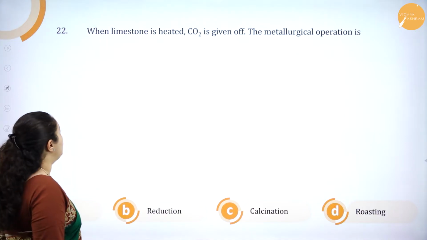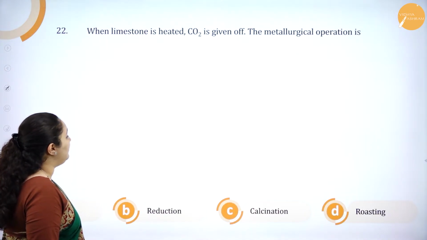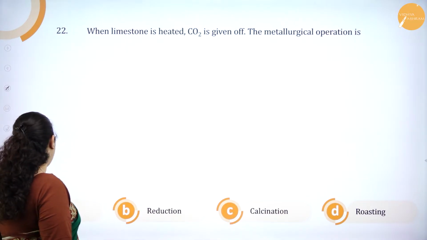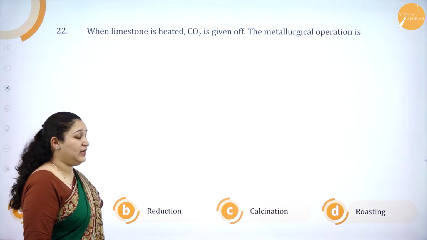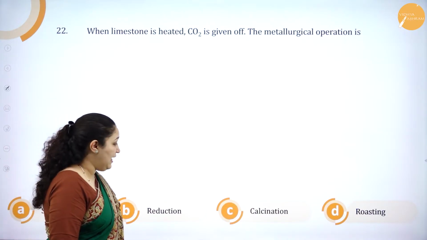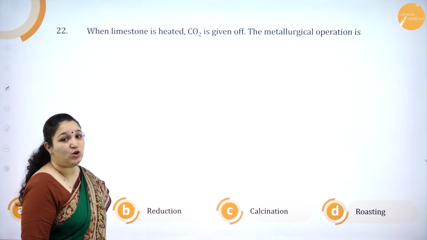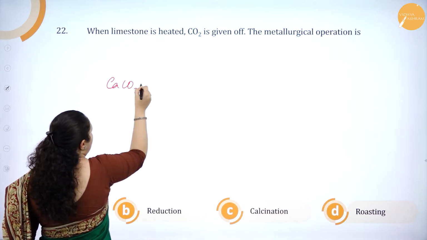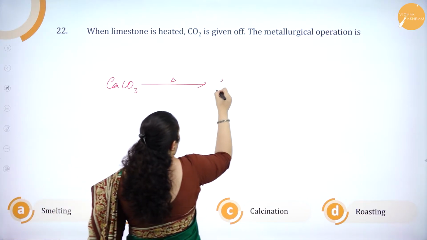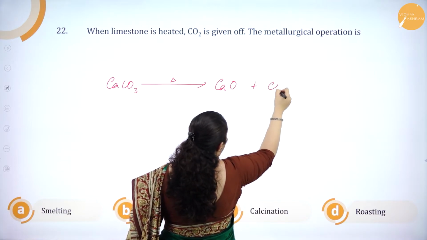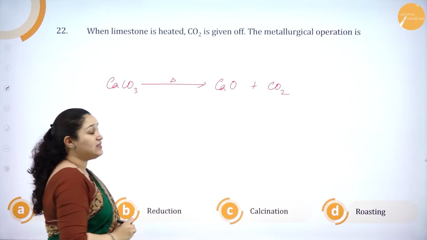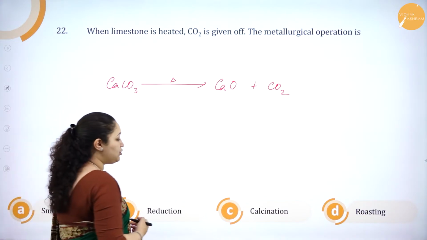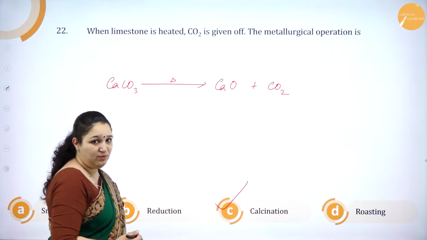Okay. 22nd question. When limestone is heated, carbon dioxide is given off. The metallurgical operation is option A, smelting, option B, reduction, option C, calcination, option D, roasting. So it is limestone, CaCO3. When it is heated, we get calcium oxide and carbon dioxide is liberated. So you can see it is heated in the absence of air and carbon dioxide is produced. So it should be the calcination process.